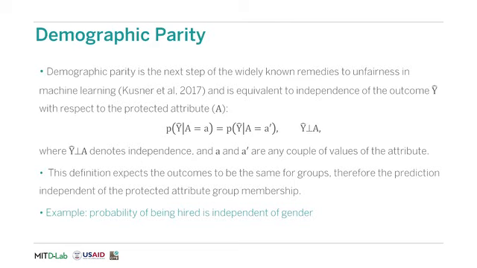The first additional fairness criterion is called demographic parity. It's a criterion for what's called group level fairness. This criterion specifies that the outcome, which here is denoted by y hat, is independent of the protected attribute A. For example, the probability of being hired is independent of gender.